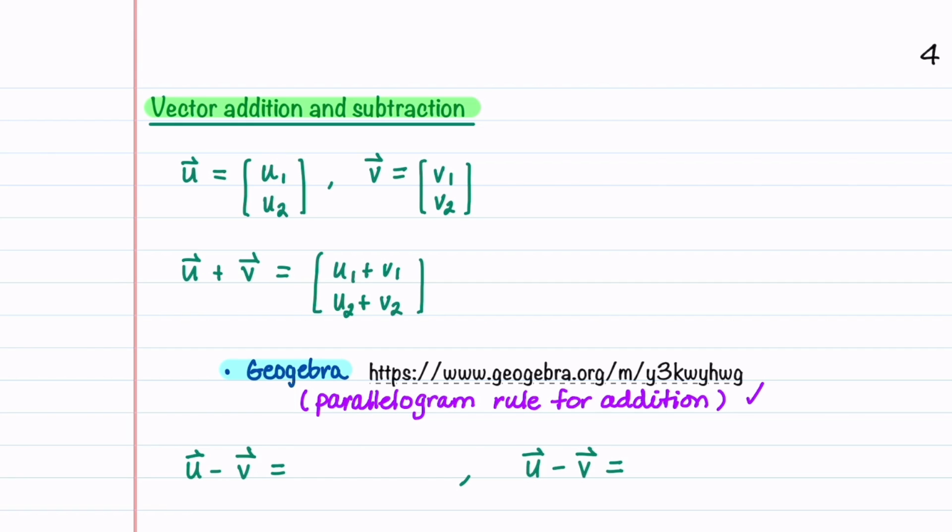To subtract two vectors algebraically, we just subtract their corresponding components. u minus v is going to be u1 minus v1, and then u2 minus v2. We can use the parallelogram rule of addition to subtract two vectors graphically if we write u minus v as u plus minus v.